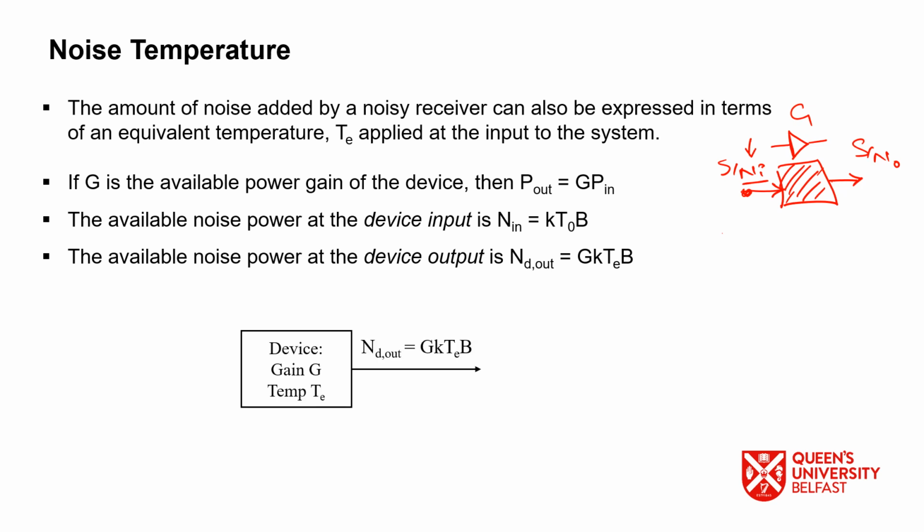So in this system at this stage we have N_in equal to k T0 B, while this device will have a gain and an equivalent noise temperature TE that this device will add into our final output. So N_D,out will be equal to G k TE B. TE B, not T0 B.